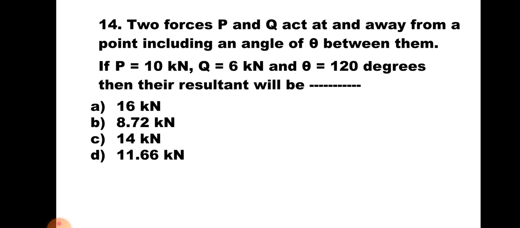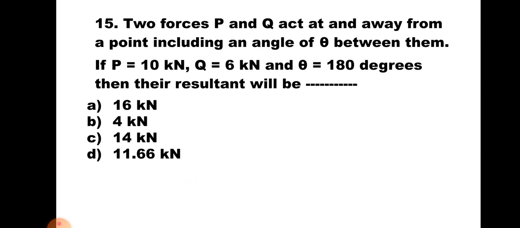Question number 14. Two forces P and Q act at and away from a point including an angle of theta between them. If P is 10 kilonewton, Q is 6 kilonewton and theta is 120 degrees, then their resultant will be 16, 8.72 kilonewton, 14 kilonewton and 11.16 kilonewton. Again, this is the same question, the value of theta has changed, so put correct values of P, Q and theta in the appropriate formula to get the resultant, and you will get the value of resultant as 8.72 kilonewton. Hence the correct answer is B, 8.72 kilonewton.